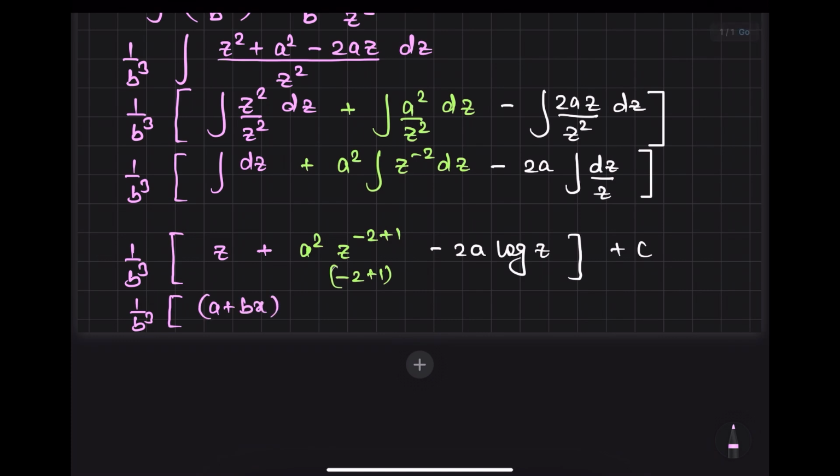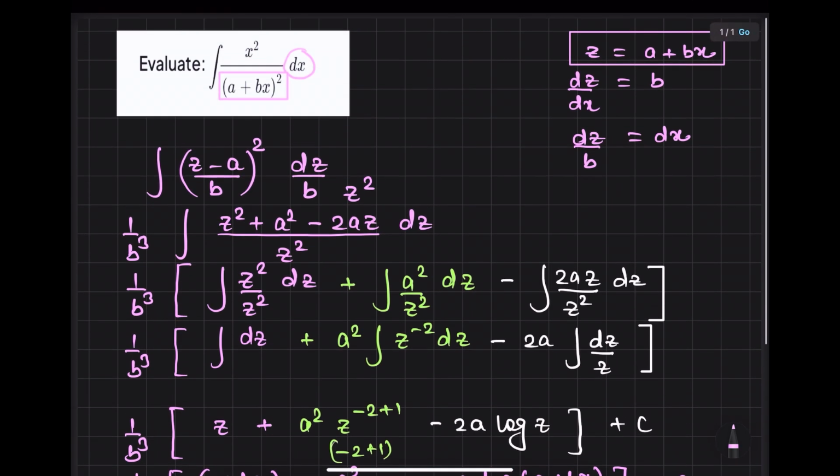Done. Now you have minus 2 plus 1 in the denominator, so it will become minus. So negative of a square by z. So what is z? z is a plus bx, plus minus 2a log (a plus bx), and then bracket close, and then integrating constant c. I hope till this part you are comfortable and you can handle similar situations. Okay.